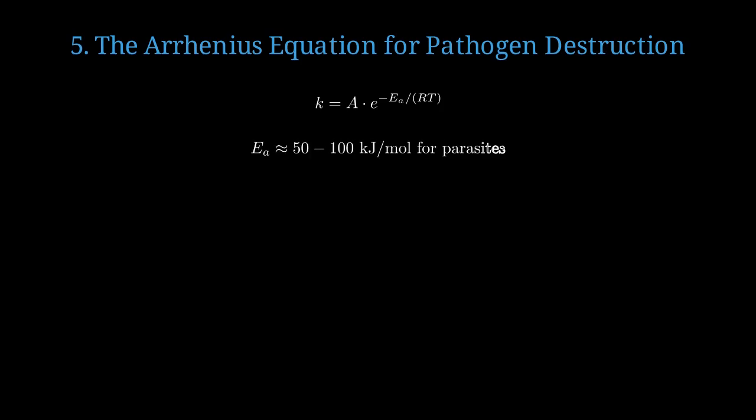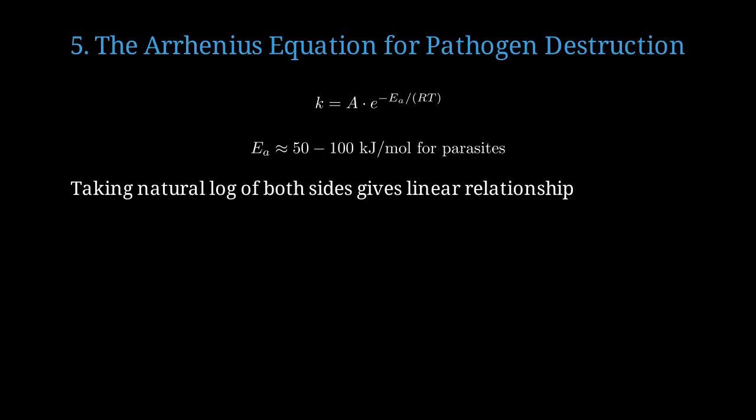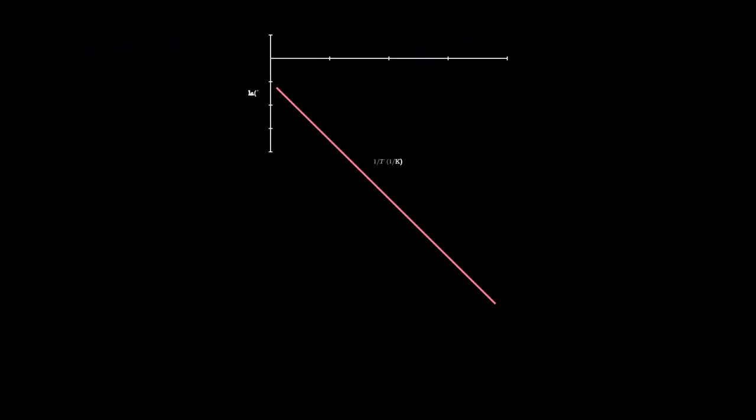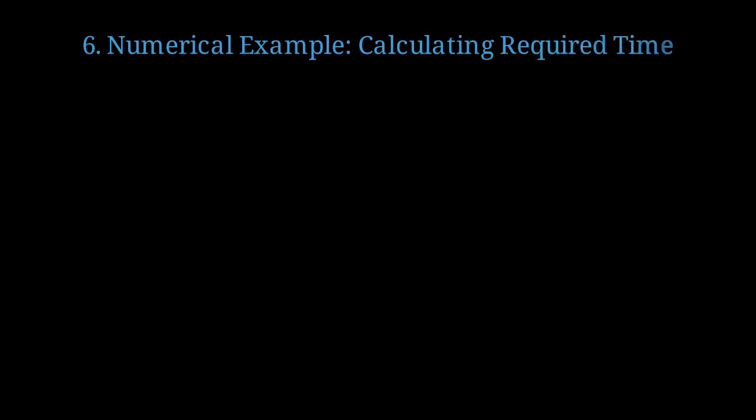For parasite destruction, the activation energy typically ranges from 50 to 100 kilojoules per mole. Taking the natural logarithm of both sides gives us a linear relationship between log K and 1 over temperature. This linearized form shows ln(K) equals ln(A) minus activation energy over R times 1 over T. This Arrhenius plot shows how the destruction rate constant decreases exponentially as temperature decreases, requiring longer exposure times at warmer freezing temperatures. Let's work through a numerical example to calculate the required freezing time for a specific scenario.